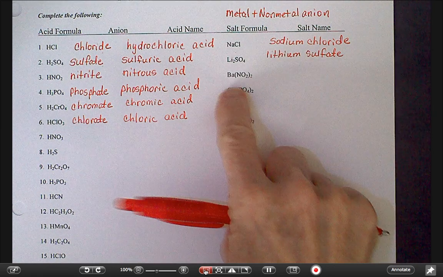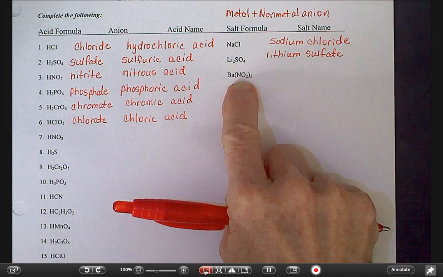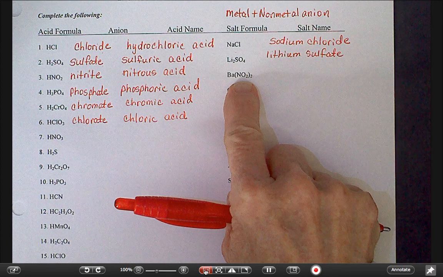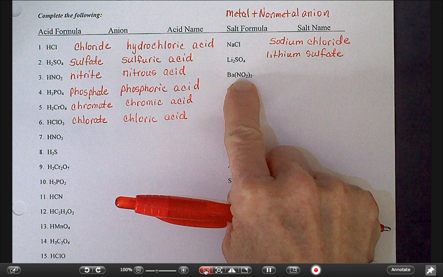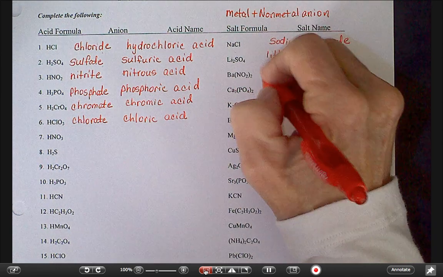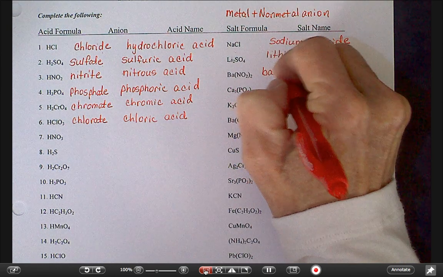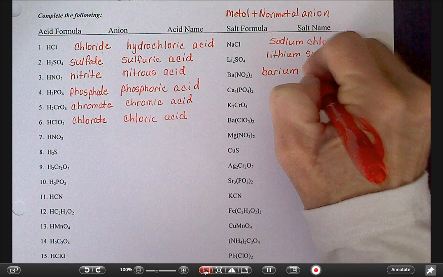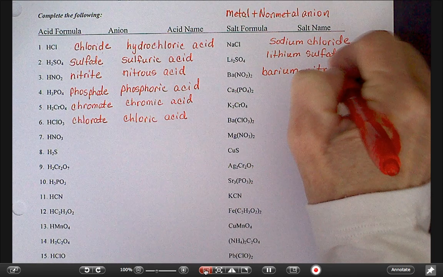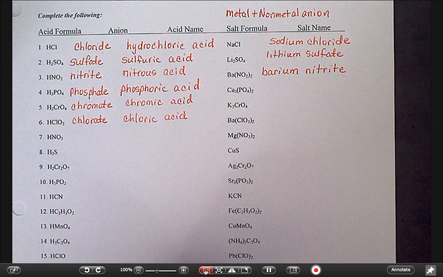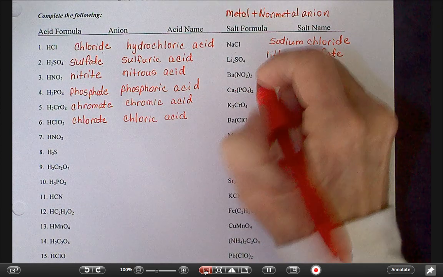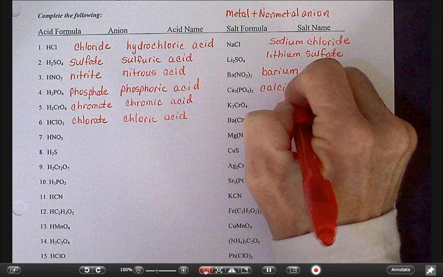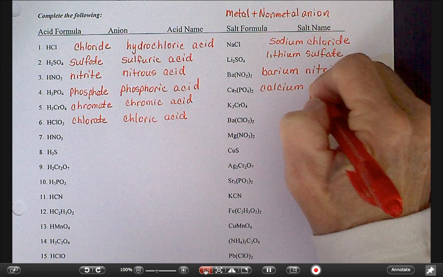Now then, anytime you're naming and you've got the parentheses, again, I'm telling you, you only look inside the parentheses to name the last name. Who is Ba? Barium. Who's NO2? Nitrite. Okay. First name? Calcium. Calcium phosphate. Yep.